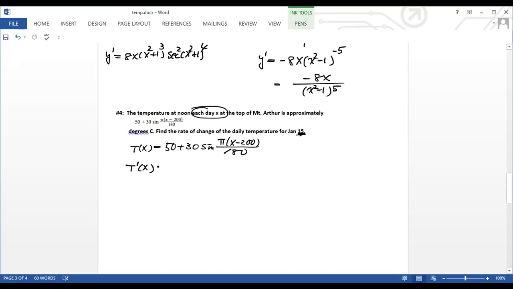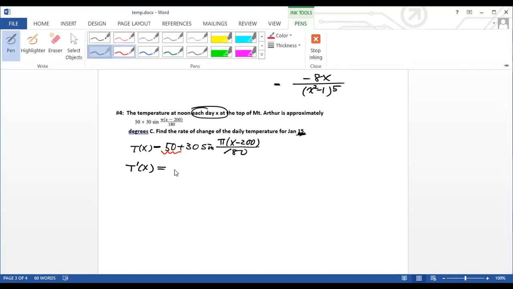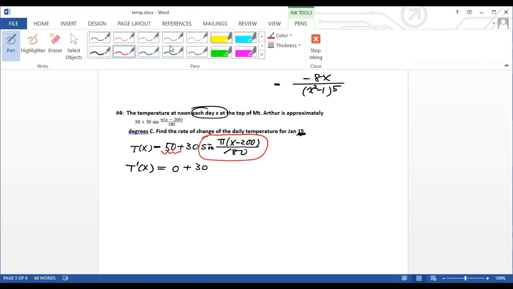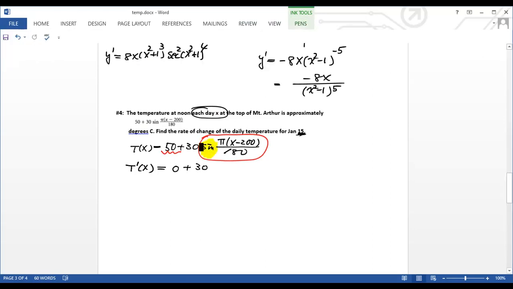Take the derivative. So the derivative of 50, what is it? This is a constant, right? So this constant will give you 0. And the plus 30, you're going to multiply by the derivative of this part here, right? Okay, so now let's see how we take the derivative of this. This is like a sine function, but it's pretty complicated inside. So I know immediately, I see this is a sine function.